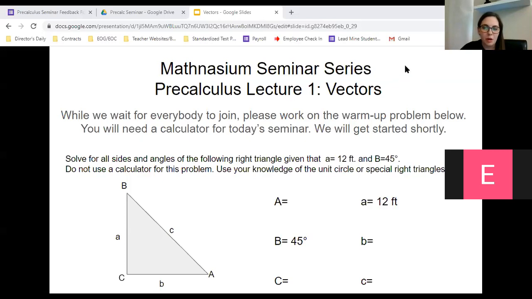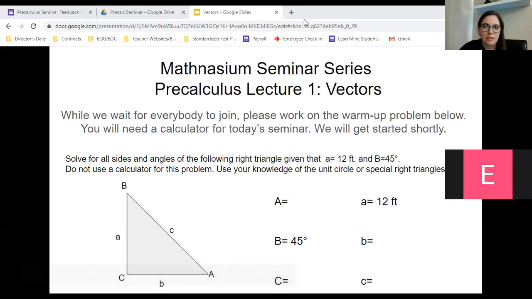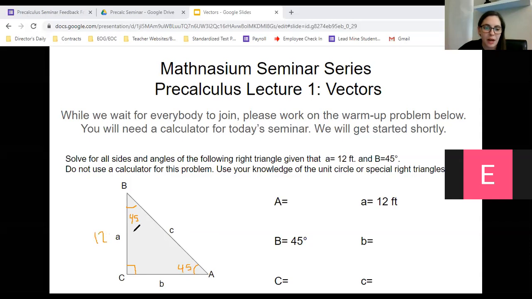So let's go over this problem here. Let me go ahead and start annotating this. This is a 45, 45, 90 triangle. So we know that this is a 90-degree angle. We know that this is 45 degrees, which means that this angle also has to be 45 degrees. We know if this is 12, we can use our properties of special right triangles. We can solve the other sides. This should equal 12, and C should equal 12 root 2.